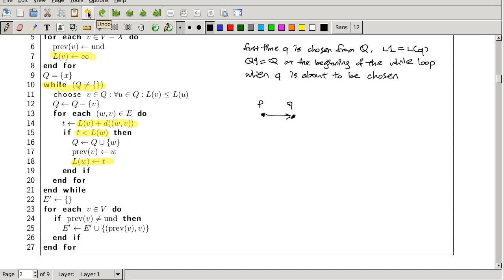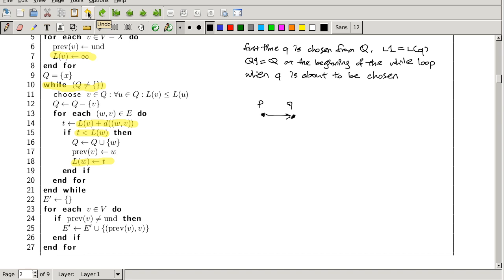Since lowercase q was chosen from Q on line 11 in one iteration of the while loop, we freeze the value of L of q at that time, and we know it as L1. Let's freeze the set Q, uppercase Q, and call it Q1 from now on. I mean, we're just taking a snapshot, a group picture of the configuration of the algorithm at that point in time.